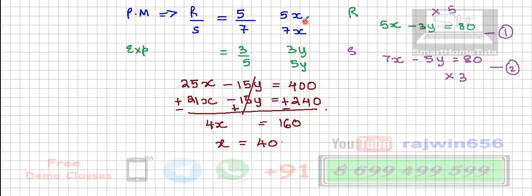Okay, now the pocket monies are in the ratio of 5x and 7x. So this is going to be your final answer. All right, so 5x, that is for Ravi. This pocket money is 5x, that is 5 into 40, that is rupees 200. And for Sanjeev, this is 7x. So 7 into 40, that is rupees 280.